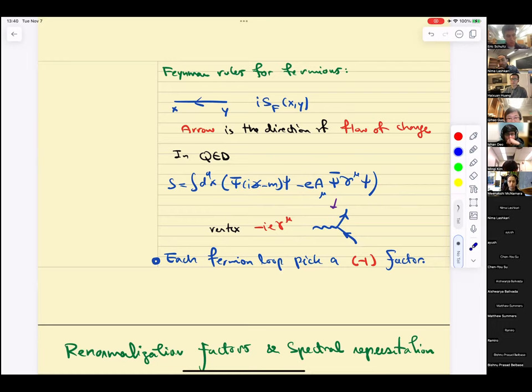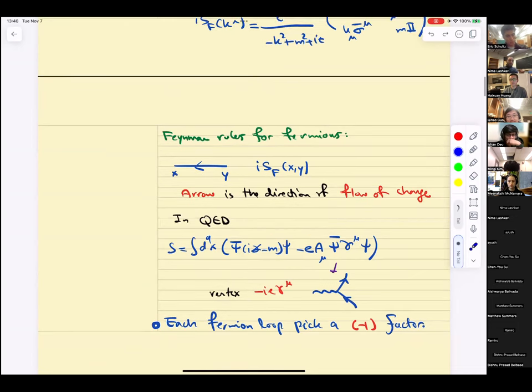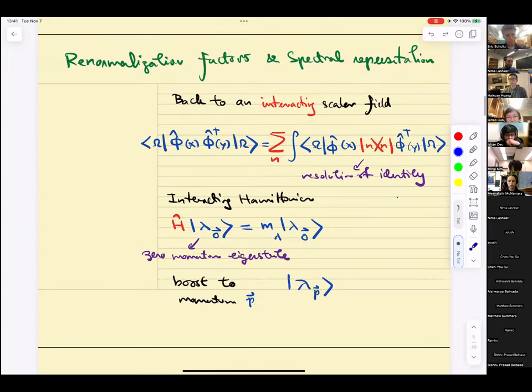An important thing about the fermions to keep in mind is that, similar to bosons, every loop comes with an integral over the internal momentum that runs along the loop. But for the case of fermions, importantly, you have this extra minus one for every loop. And that's the consequence of the fact that you have anti-commutation relations as opposed to commutation relations. All right, so this was a summary of what we went over last time. Are there any questions? All right.